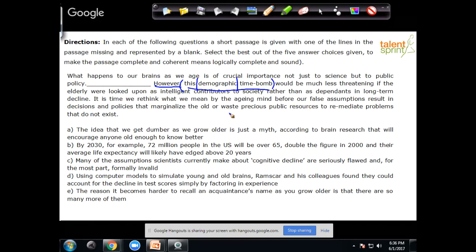This demographic time bomb, it's a time bomb. Time is ticking, right? And the average life expectancy is going to go down. So that's it. Your answer is B. So you took less than 10 seconds to complete this question.